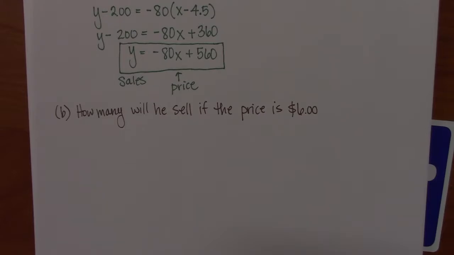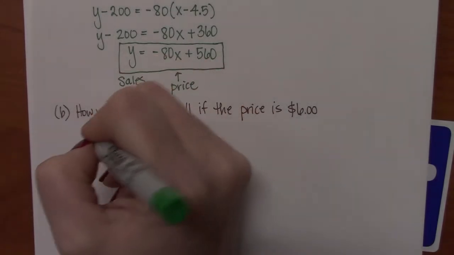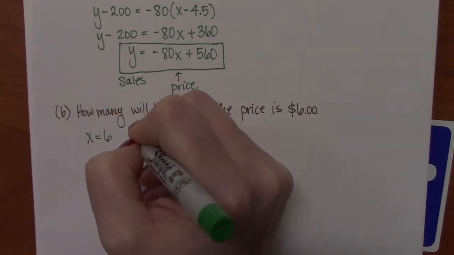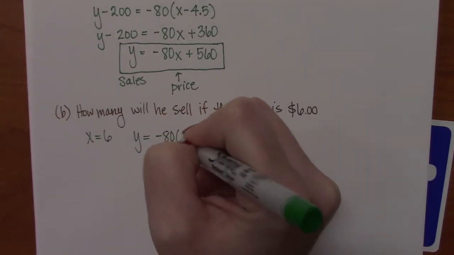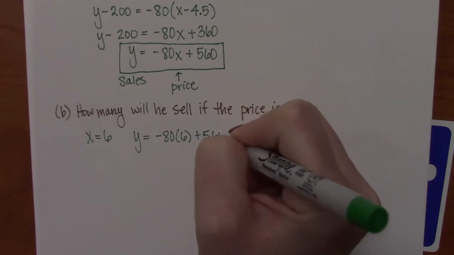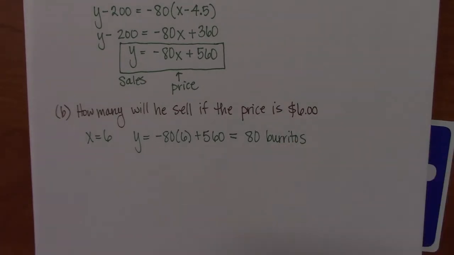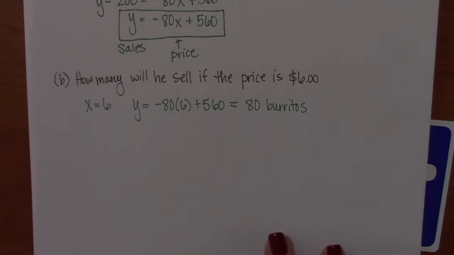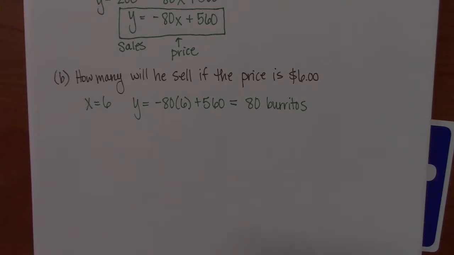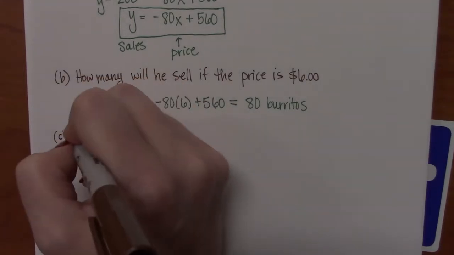All right, so if he prices them at $6, now that we have our model, that's telling us X is 6. So we just go to our model and we plug in 6. And we get 80 burritos. All right. So there's one last part.